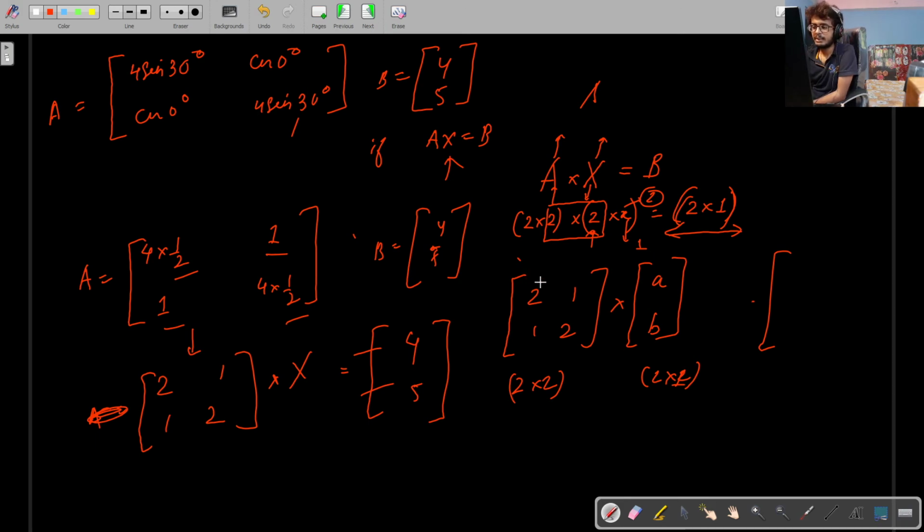Only then, when you multiply this and this, it will be 2A plus 1 into B, 1 into A plus 2 into B, 2B. So now you are getting a 2 by 1 matrix, which is similar to matrix B. So the order of the matrix X is 2 by 1. Done? Clear? Okay.